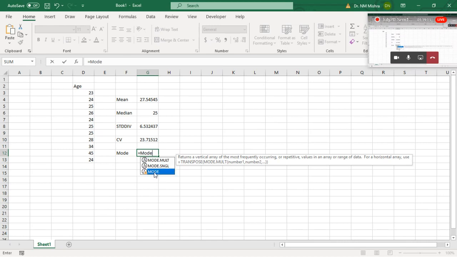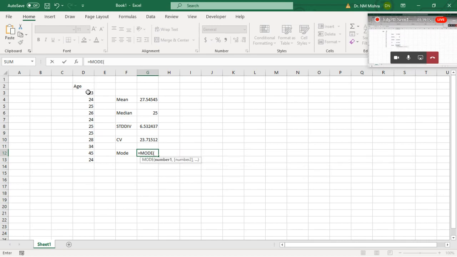You can pick the mode function from Excel, select the whole data set, close the bracket, and say go, to find out which one is the dominant value in this data set. 24 has the highest frequency in the data set. So the dominant age in this data set is 24.